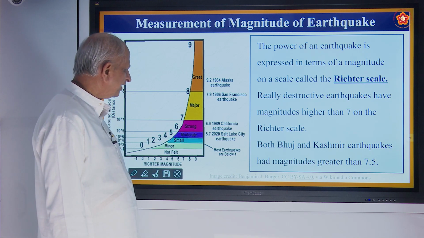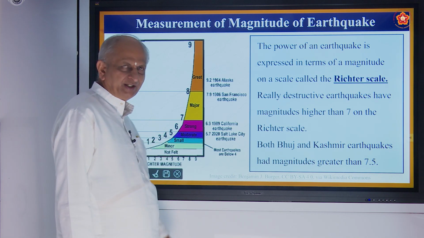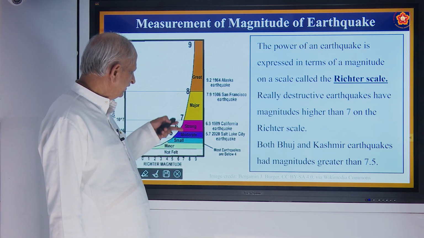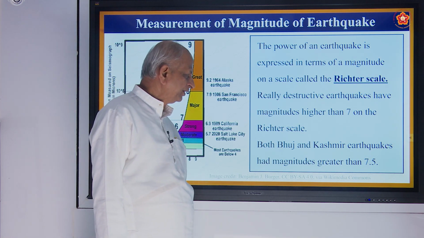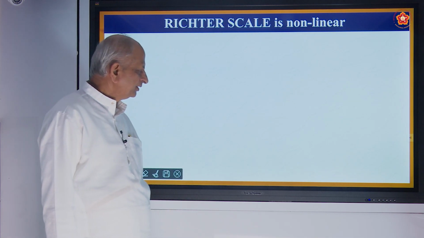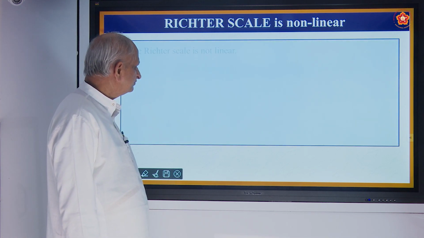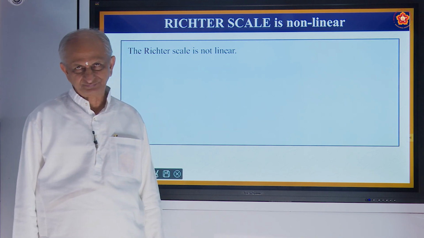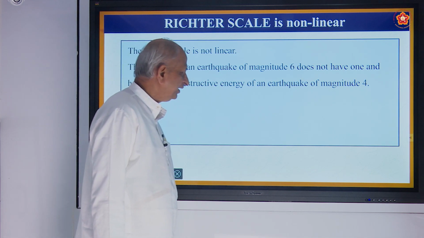Okay, that is how the earthquakes are measured. If it is less than 3, there is no danger, only some tremors you experience. So as it increases from 3, it will be more and more dangerous. Now let us see something about the Richter scale in detail. So this is not linear. The Richter scale, what you are using, the scale is not linear.